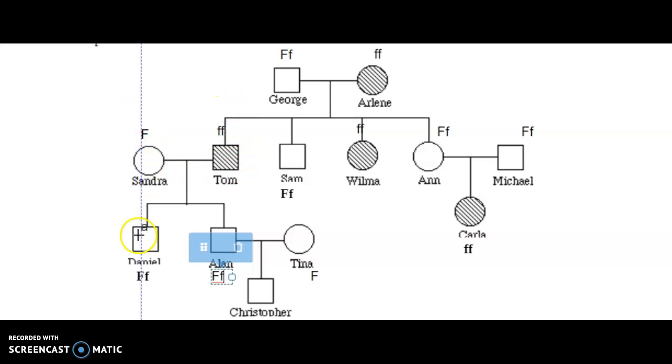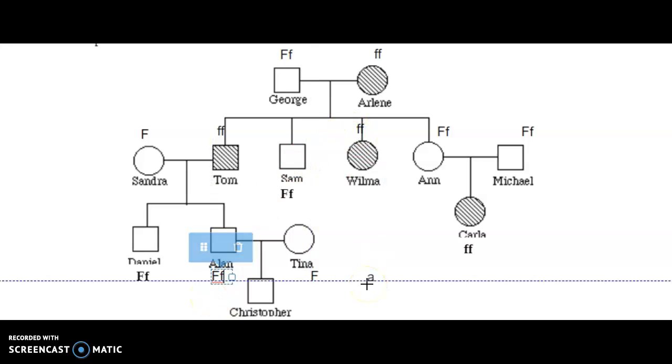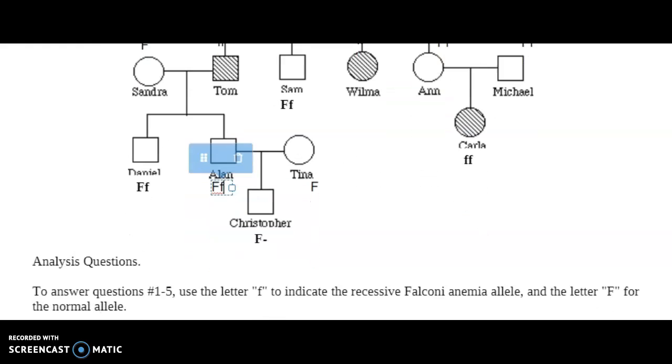Okay, we don't know for sure if Sandra is big F, little f or big F, big F. She does have two offspring that got a big F from her, but that's only two, so that's not enough to know for sure whether or not she is homozygous or heterozygous. So that's about all we can definitely figure out on this one. Let's see what our questions say.